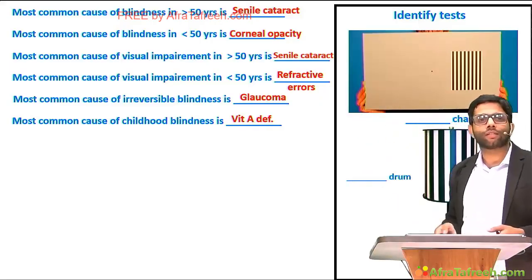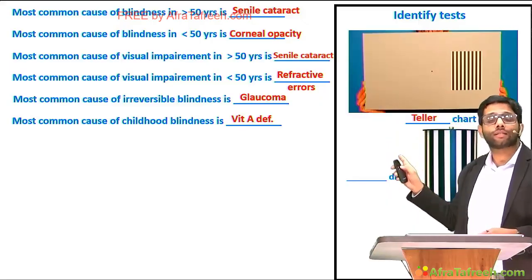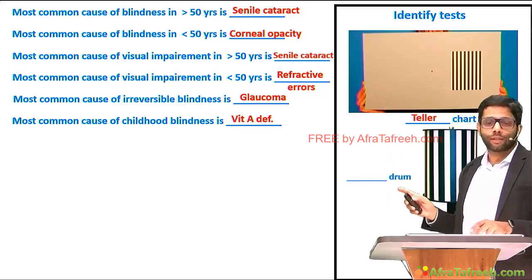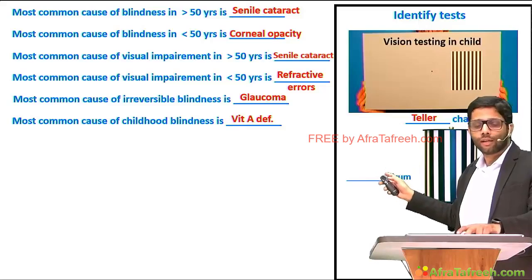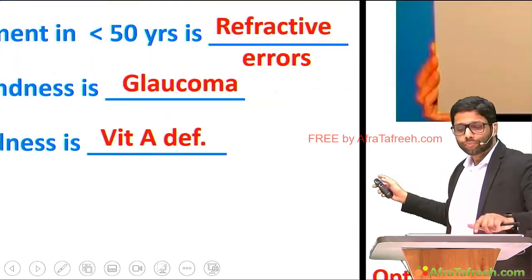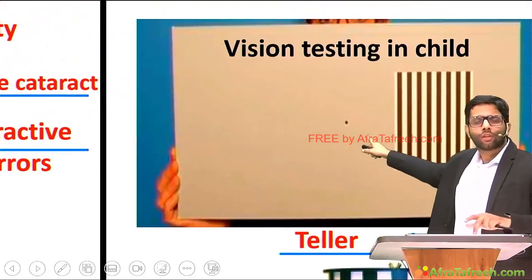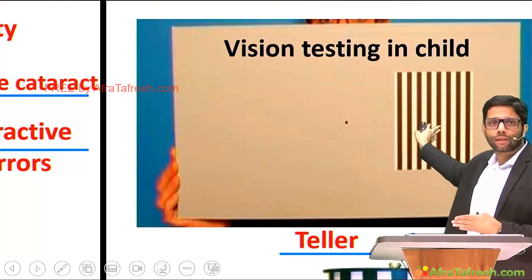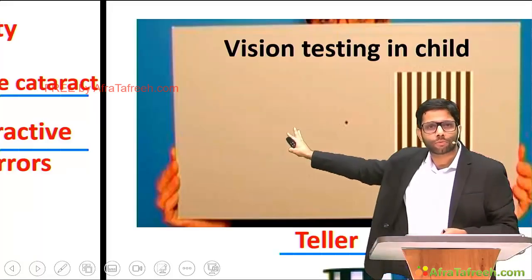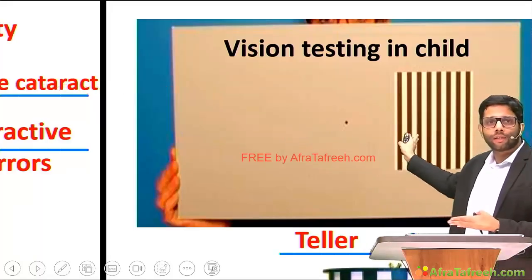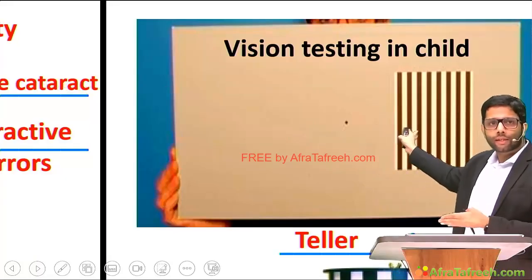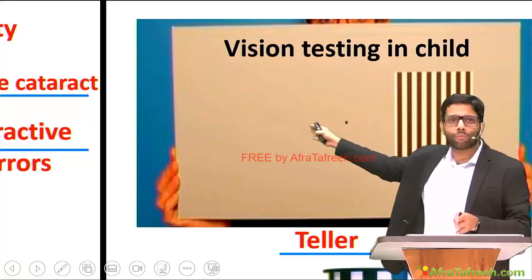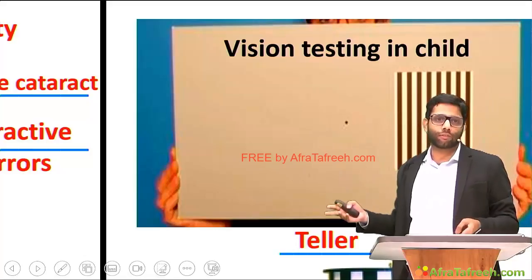One is Teller's chart. Now Teller's chart is a preferential acuity test. This is a vision testing in child. There is a hole in the center. The doctor observes the direction of eyes. If the child has a good vision, he will look at the pattern. He will not look at the empty space. So if the child is looking at the pattern, the doctor will see the child is having a correct direction of the eyes or not. If he's looking into the empty space, the vision is not good. So it is an objective test.